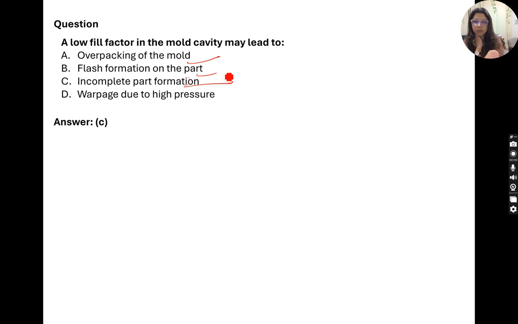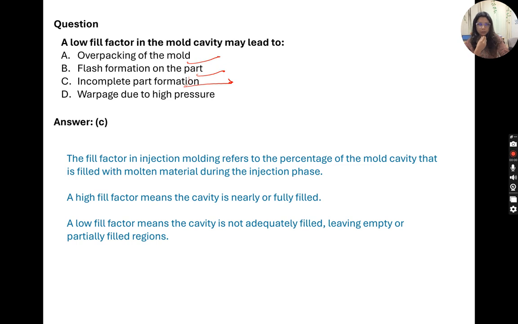Overpacking of the mold will not be the case for a low fill factor. Flash formation, we have read, is the extra material present after the filling of the cavity. Whatever extra remains comes out of the mold, which we term flash. And D, warpage due to high pressure, is also not the case. The fill factor in injection molding refers to the percentage of the mold cavity that is filled with molten material during the injection phase. If it is a high fill factor, that means the cavity is nearly or fully filled, or the extra material comes out and forms the flash. So flash formation on the part occurs with a high fill factor.